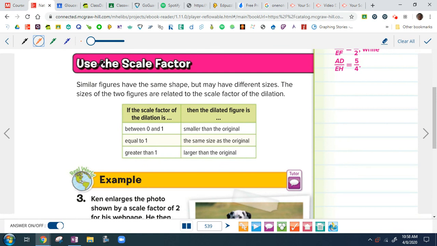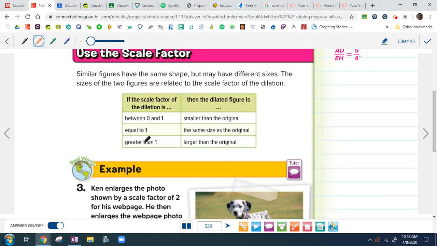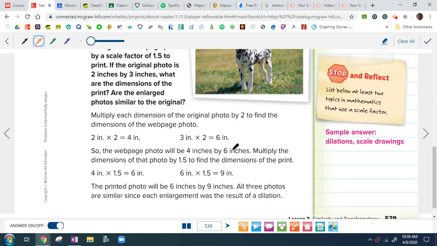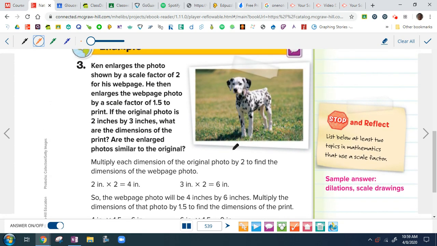So here's a little review. Use scale factor. If you are finding that you got something smaller than the original, then it's going to be a scale factor between 0 and 1, because multiplying by some sort of decimal or fraction between 0 and 1 is going to shrink something, shrink the numbers. Equal to 1 gives you exactly the same as the original, because 1 times anything is that number. And then a number greater than 1 as your scale factor is going to enlarge the shape, okay? I think you can read through this and be fine with it.